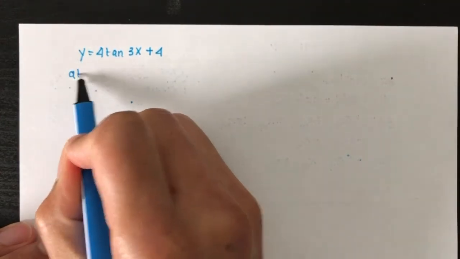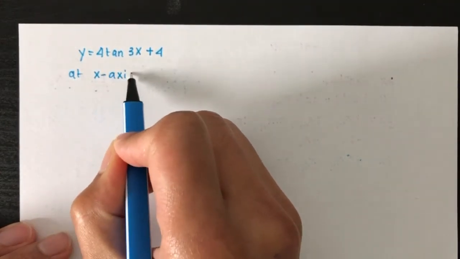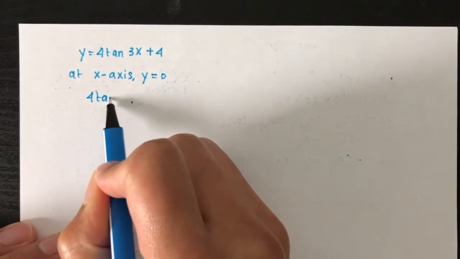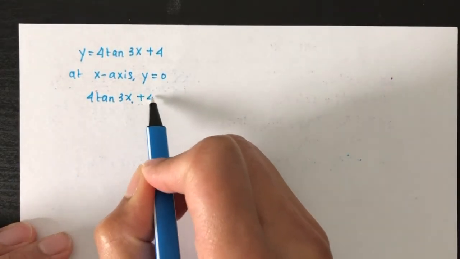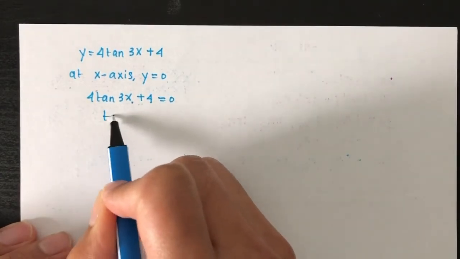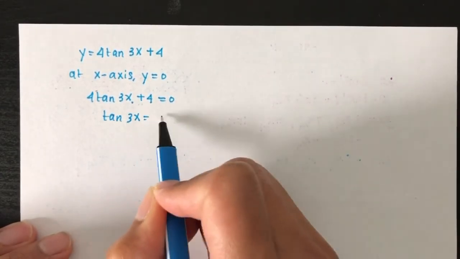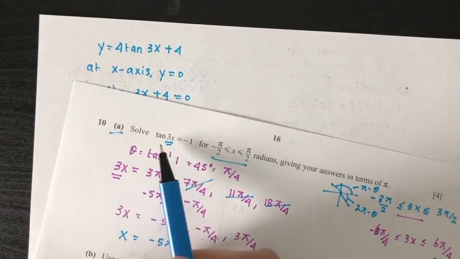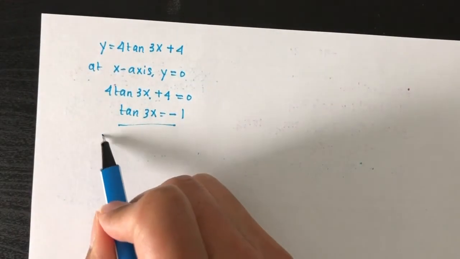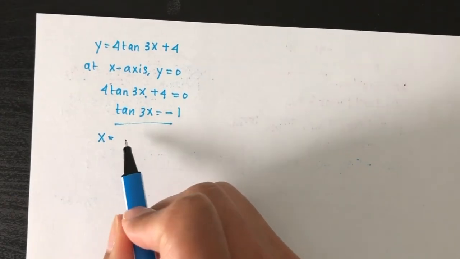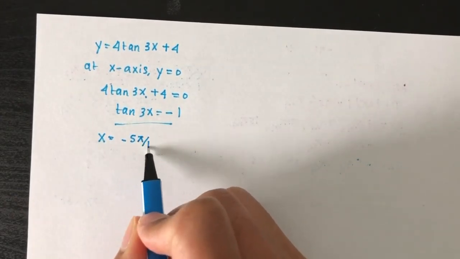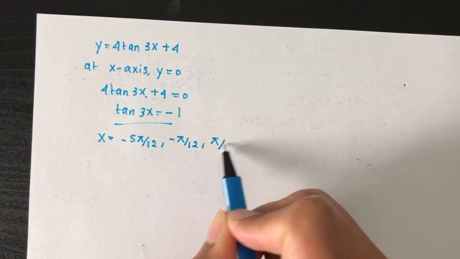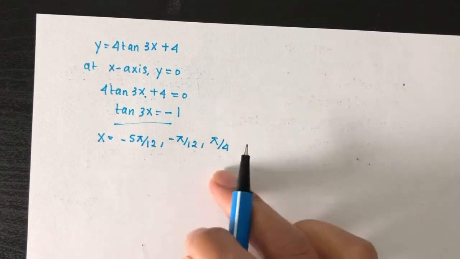Now at the x-axis, y is equal to 0. So you will solve 4 tan 3x plus 4 is equal to 0. So tan 3x will be equal to minus 1. You observe this is the same equation as in part 1, so the values of x will be the same: minus 5 pi over 12, minus pi over 12, and then pi over 4. This is where it cuts the x-axis.